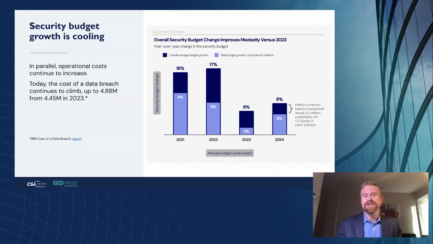Another factor in slowing MFA adoption is the fact that security budgets are continuing to cool. The IANS Security Budget Benchmark Report found that security budgets increased by 8% in 2024, but adjusting for inflation, that's only a 5% growth. At the same time, the cost of a data breach continues to climb, now up to 4.88 million, according to a recent IBM study. So, like many other areas of the organization, we're being asked to protect more with less.